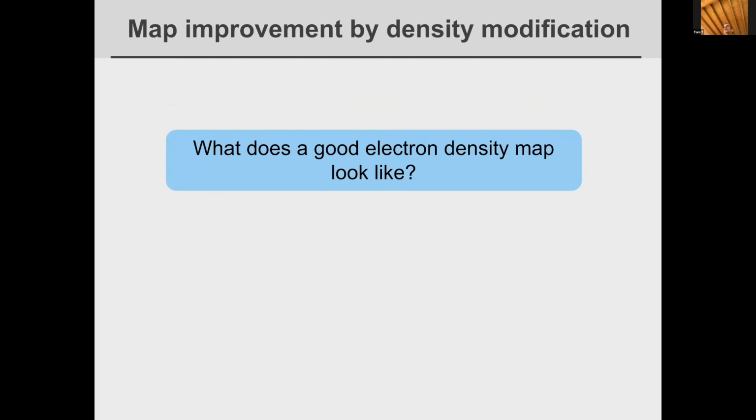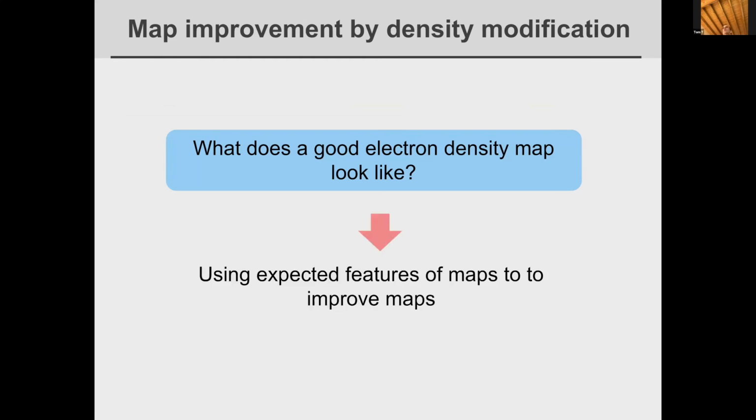Okay, so now let's turn this around. We've found our sites, and we calculated a starting map, and we want to improve the quality of that map. We're going to use this exact same information to improve the quality of the map. So next slide, Nigel.